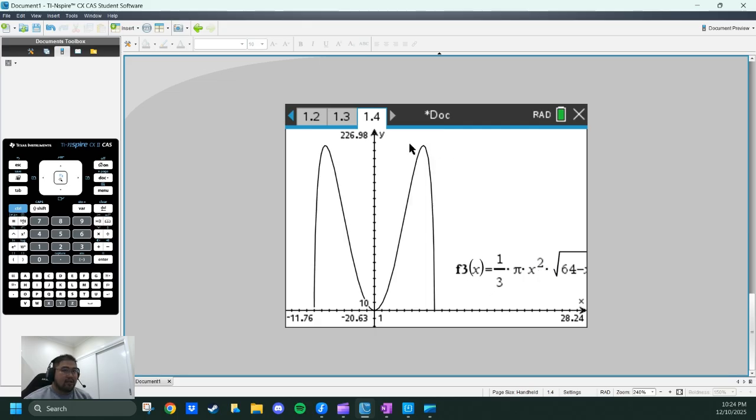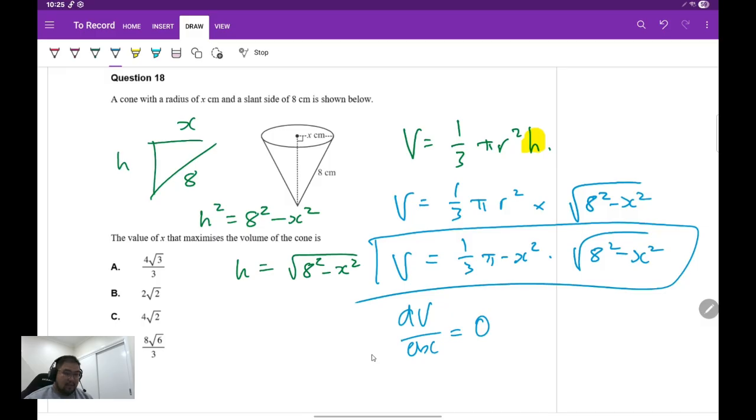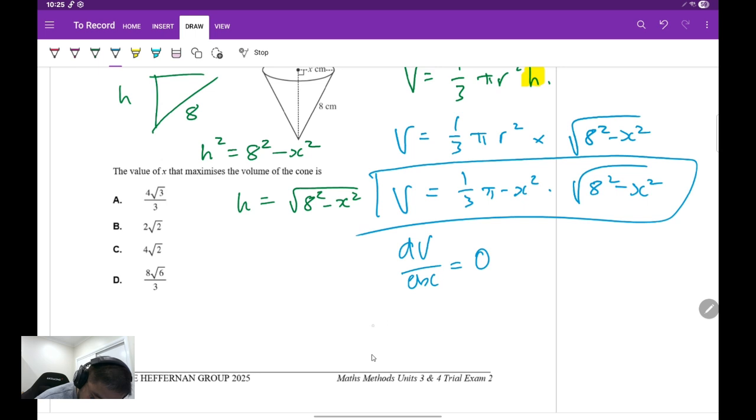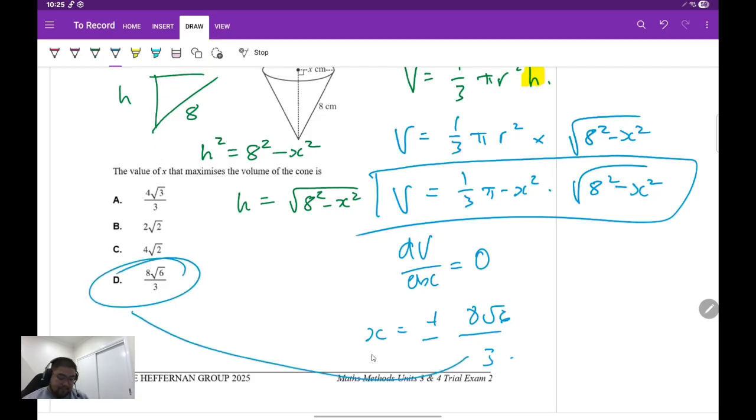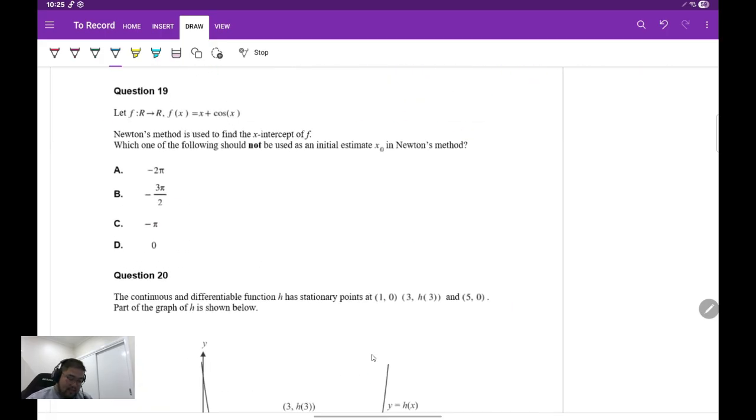Okay, so if we use calculus, the solution will give you x is equal to plus or minus 8 root 6 on 3. And we discard the negative solution, which means that the answer for this one is 10.